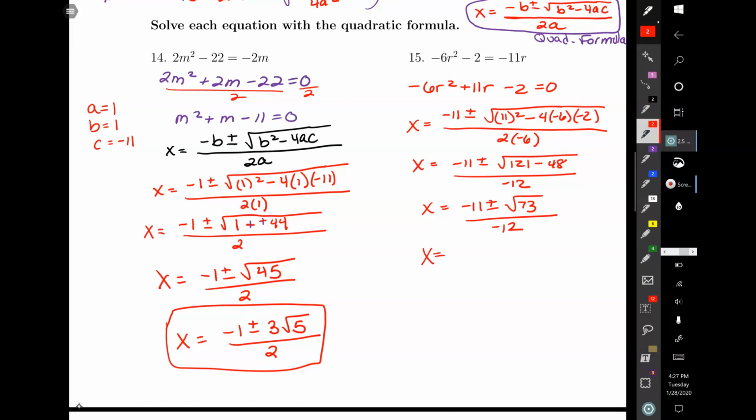If I pulled out a negative here, I end up with negative times 11, and then really my plus or minus becomes minus plus, which is still plus or minus, so I can just leave it like that. That's kind of a weird thing. And then over the negative 12, so then you can see where my negative over negative is just a positive. So these are equivalent things, and either is just fine.